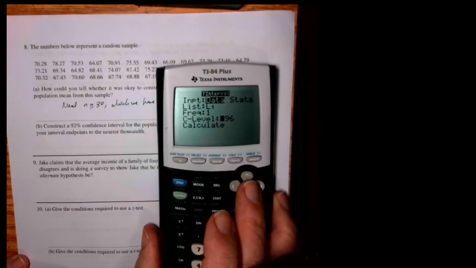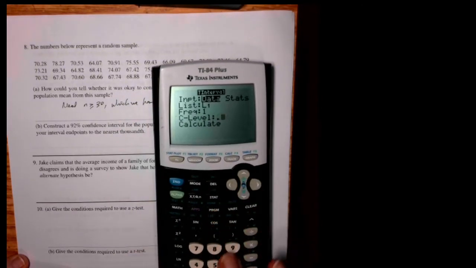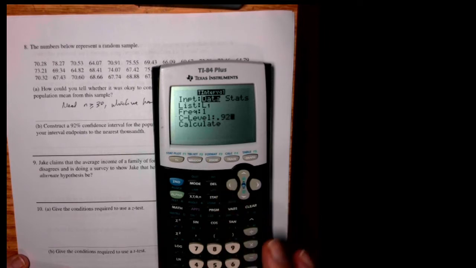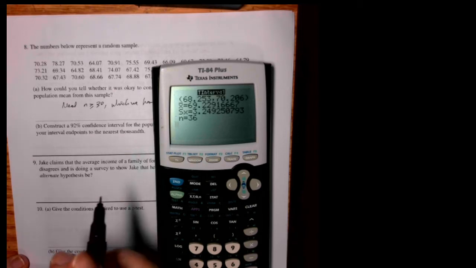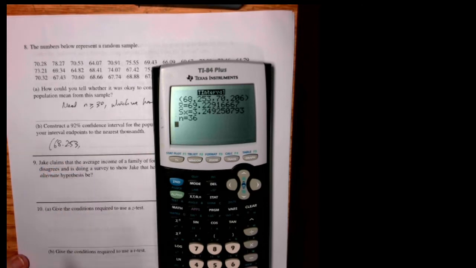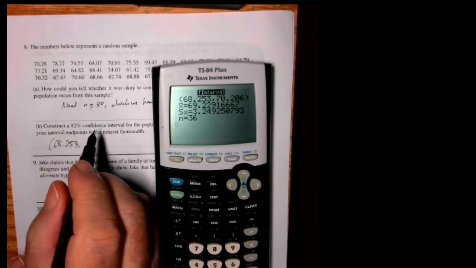Confidence level. What confidence level are we supposed to do? 92%. So I'll put in 0.92 here. And then just go down to calculate. And in a few seconds, Bob will be my uncle. 68.253 and 70.206.